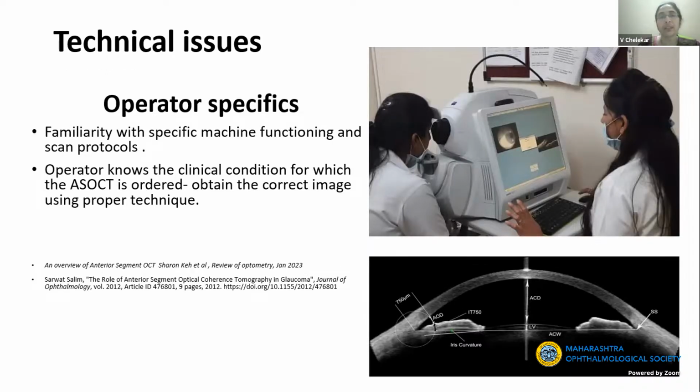Some are technical issues. The operator has to be familiar with the specific machine functioning and the various scan protocols. It is also helpful when the operator knows what the clinical situation is for which we have ordered the ASOCT, so that he can obtain the correct image using a proper technique.